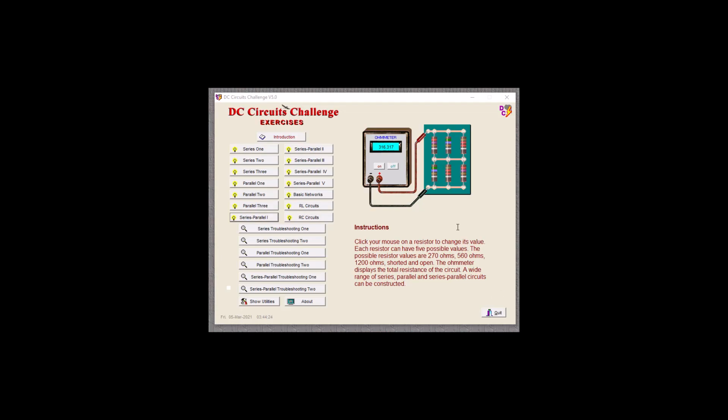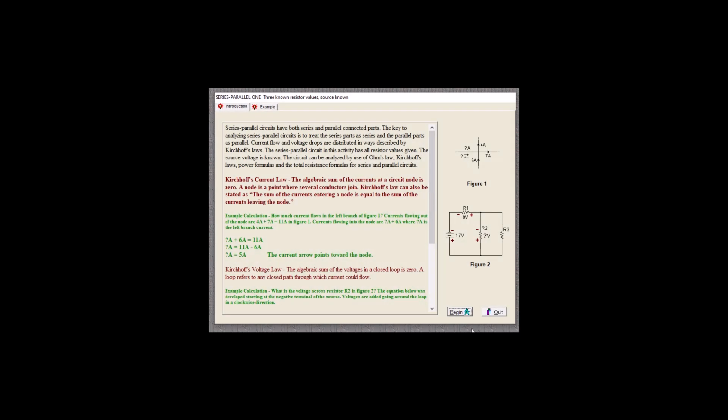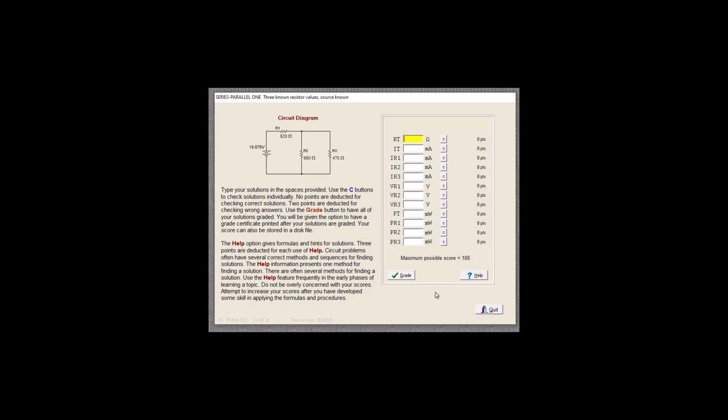Here we are at our DC challenges, so let's start with Series Parallel. Let's go ahead and we need to calculate our parallel, then add it to our series.